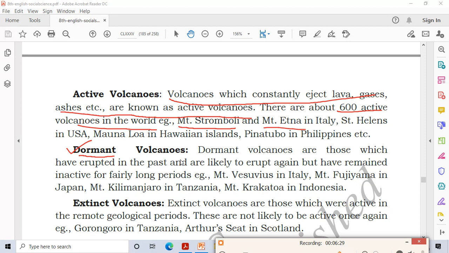For example, around 50 years ago these dormant volcanoes were active, but now they have not been active for the last 50 years. But in the future it is possible that they will become active again. Examples of dormant volcanoes are Mount Vesuvius in Italy, Mount Fujiyama in Japan, Mount Kilimanjaro in Tanzania, Mount Krakatoa in Indonesia. At least two names you can remember. This one is easy, I think. Mount Fujiyama in Japan, Mount Kilimanjaro in Tanzania. These two you can remember.